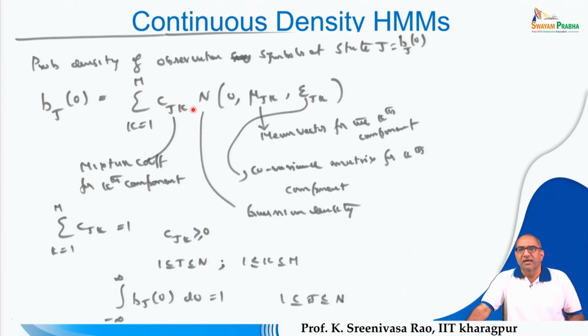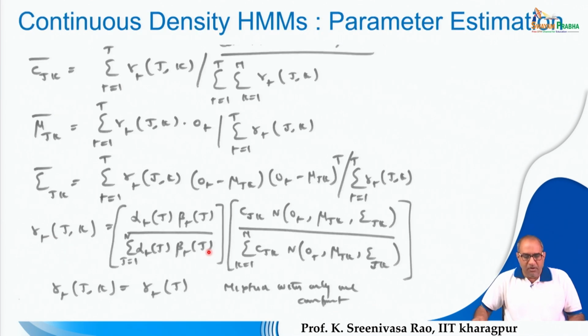Cjk is a mixture coefficient, there are m components. Therefore, the summation of Cjk over k equals 1 to m equals 1, and Cjk will be greater than 0, since it is a probability for all components. j and k vary: j is the state, so it varies from 1 to n, and k is the mixture component, varying from 1 to m. And the symbol probability integrates to 1 over the limits minus infinity to plus infinity.